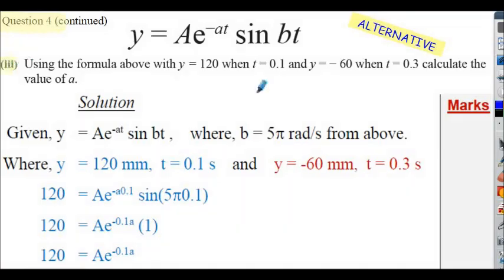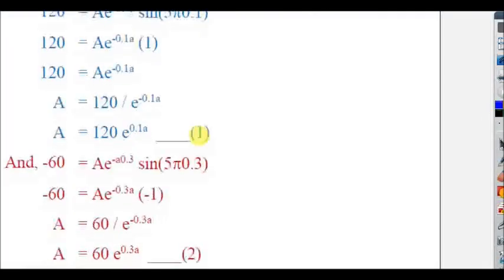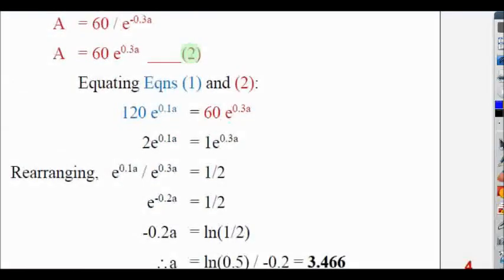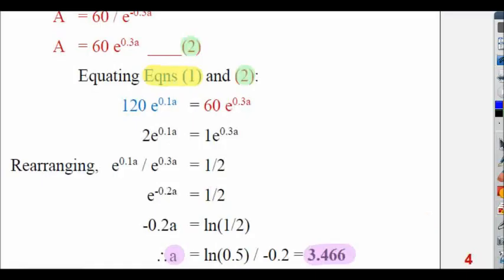Question 4, part 3. Here's an alternative solution. This is the way I solved the problem. It's slightly more lengthy. Still generating two equations. Equation 1 here. Equation 2 here. But in this case, as both equations equal A, I can equate equations 1 and 2, and again solve for A. Exactly the same value, of course. The first solution I've shown is probably the preferable one, but this solution might be more familiar to students.